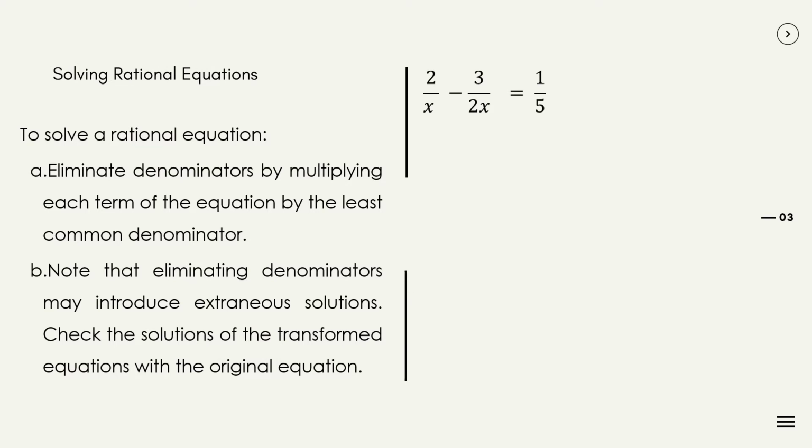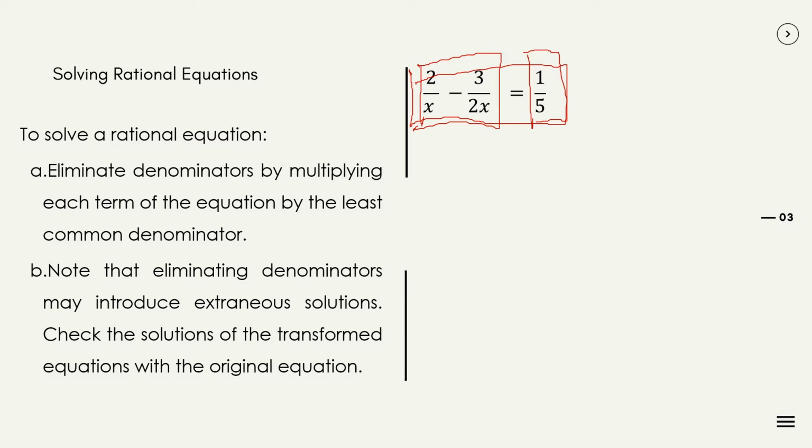Okay, so rational equations muna tayo. What do we mean by rational equation again? Rational equations are the equality of two rational functions like we have here in an example. So ito yung itsura ng ating rational equations. We're talking about the equality of these two fractions on these two sides. This side is equal to this side. So, ibig sabihin, 2 over x minus 3 over 2x is equal to 1/5. In order to prove that, we have to solve it. Di ba? So, paano nga ba natin siya ma-solve?